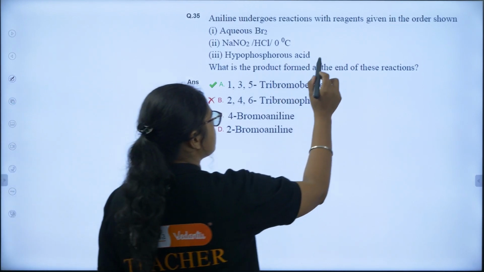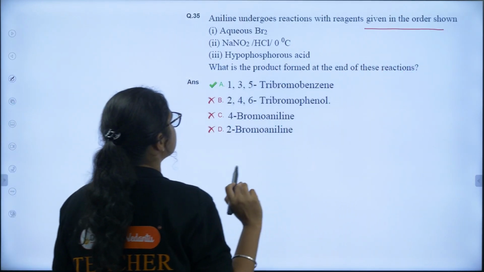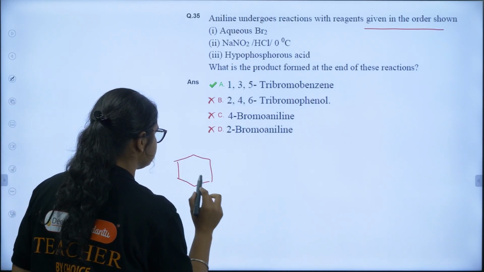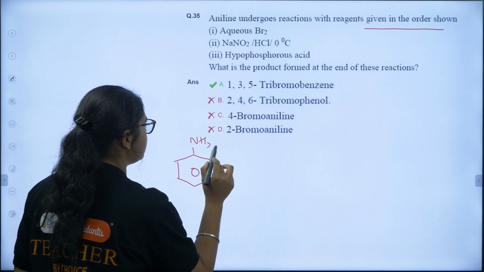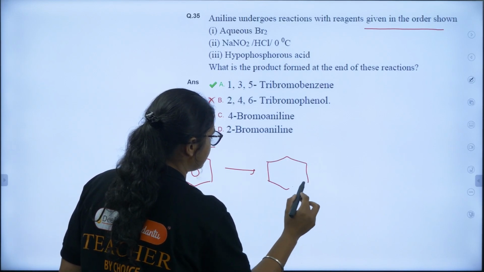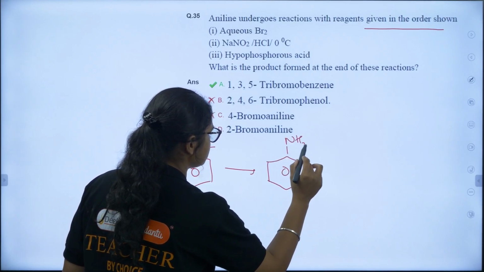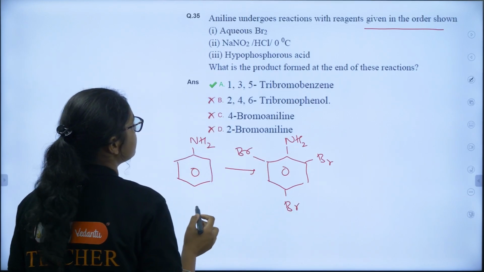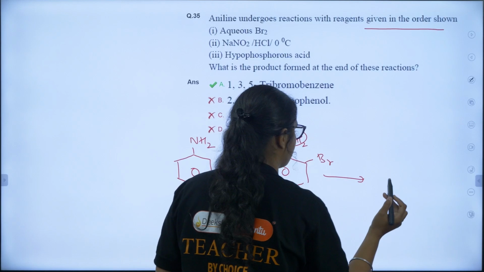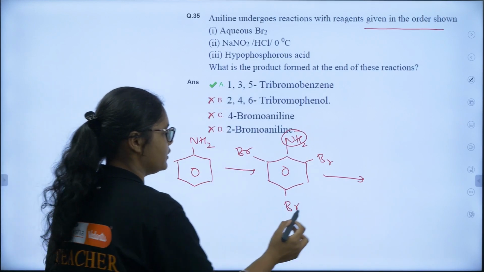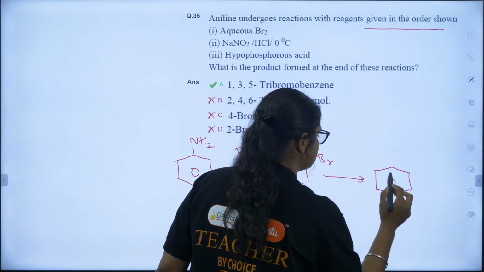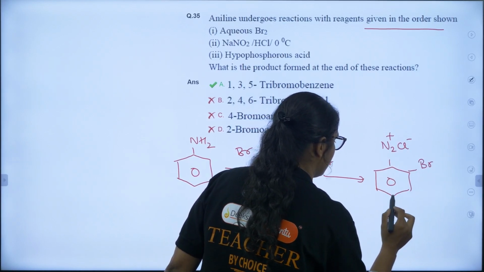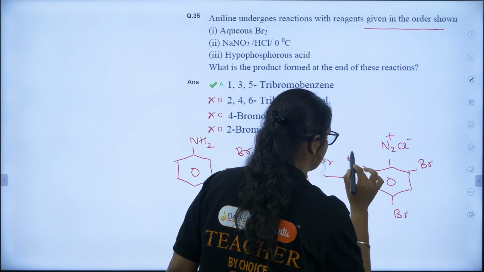Next question: aniline undergoes the reaction with reagents given in the order shown. What is the product formed at the end of the reaction? So first we have aniline, and if you treat it with aqueous Br2, we know aniline is a highly reactive, highly activating group, so we will get 3 bromine groups added here. Next, if you treat it with NaNO2 HCl, this one will be converted to the diazonium salt, and we will get N2 plus and Cl minus here, and here I'll have bromine and one more bromine and one more bromine.